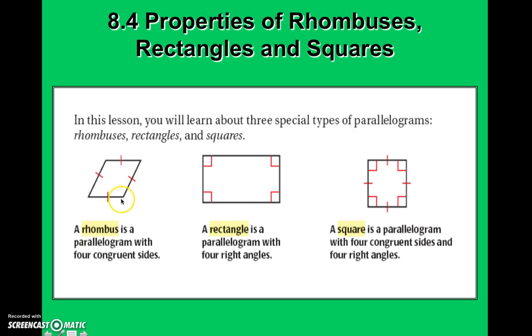A rhombus is a parallelogram with four congruent sides. A rectangle is a parallelogram with four right angles. And a square is a parallelogram with four congruent sides and four right angles.